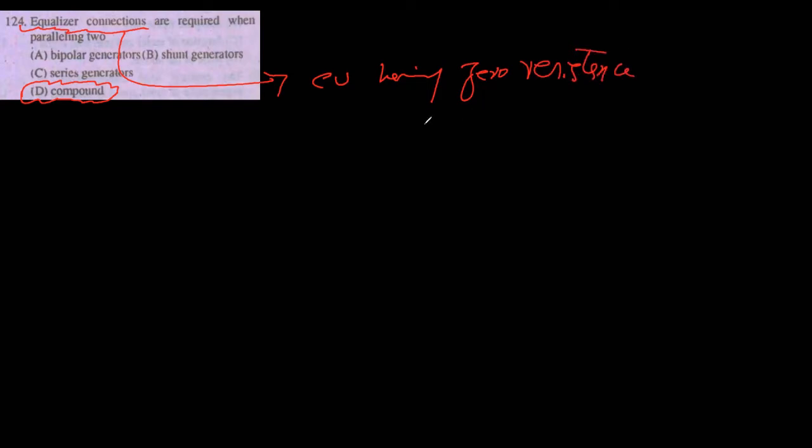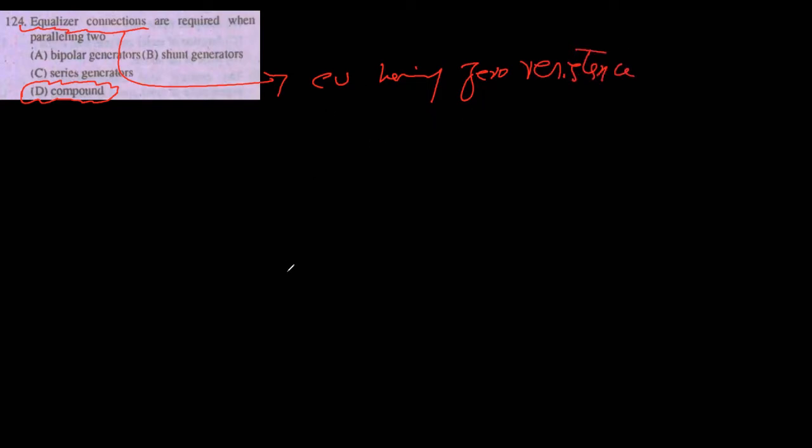Okay, next MCQ: equalizer connections are required when paralleling bipolar generator, shunt generator, series generator, compound generator. So the correct option is the compound generator. Actually, what is meant by equalizer connection? It is simply a copper wire having zero resistance.